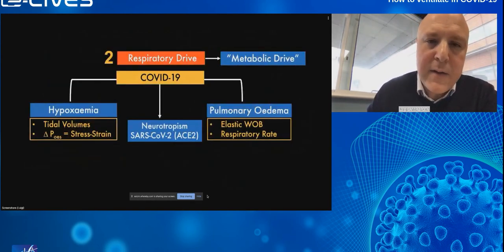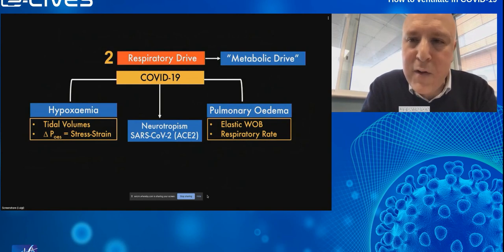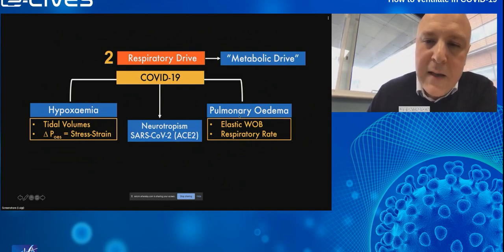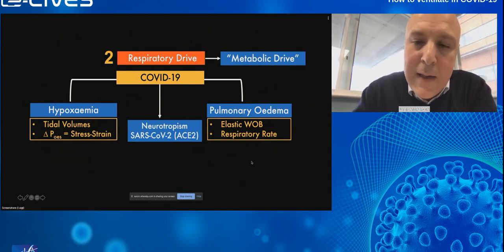I think the other thing to consider is the work of breathing, and it has to do with the respiratory drive. Now, the respiratory drive can have various sources. So clearly the hypoxemia drives the increase in tidal volume, therefore increasing the swings in esophageal and pleural pressure, which has an effect on stress and strain of the lung. The other important point on the other side is the pulmonary edema. That leads to an elastic work of breathing and an increase in respiratory rate. So in a way, when the respiratory rate increases, the stage of increase in tidal volume is already passed, and therefore the disease is more severe.